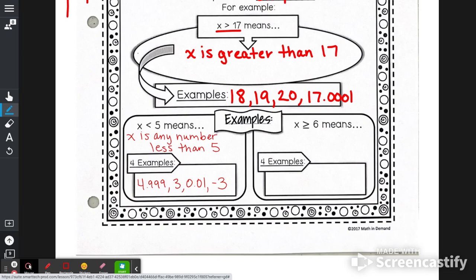Okay, now look at the next one. Here we have a different inequality symbol. So what does that one mean? It can be greater or equal to 6. X can be greater than 6 or equal. Exactly. X can be any number greater than 6 or equal to 6.